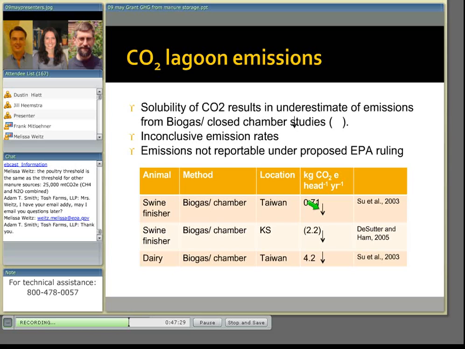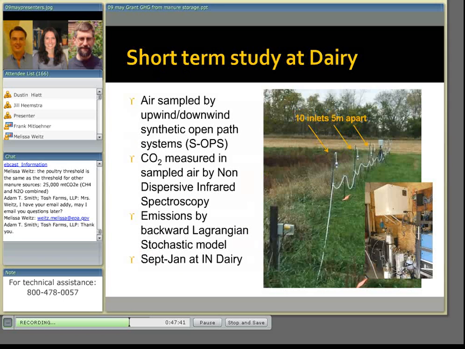We did a study in this past year as a short-term look at a dairy in Indiana between September and January, again measuring the gases coming in using our synthetic open path or line sampling system here and analyzing the gas back through our gas sampling system and measuring the gas using a non-dispersive infrared spectrometer. That's essentially measuring the absorption of the carbon dioxide in the longer wavelengths of light. And then again, the emissions were calculated using a statistical wind measurement method.